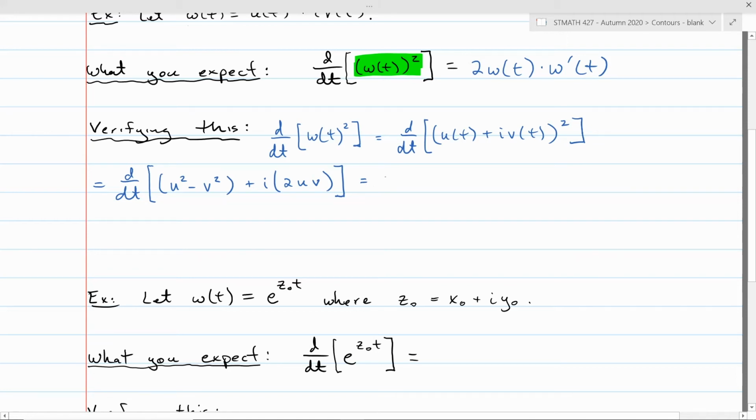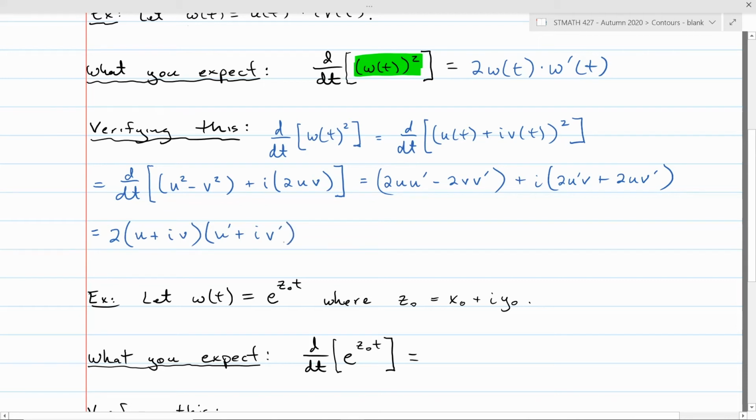So for the first derivative, the real component, you're going to get 2u u prime, using the chain rule, minus 2v v prime, plus i, and then on the second component you need to use the product rule, so you'd get 2u prime v plus 2u v prime. And then from there you can pull out a 2, and with the stuff that remains you can see how it factors. You can see that it actually factors like this: u plus i times v, times u prime plus i times v prime.